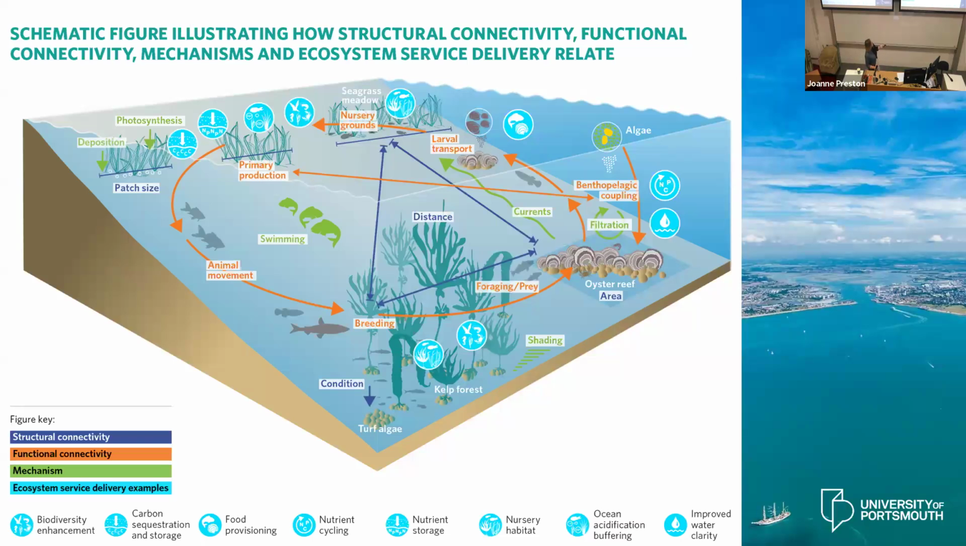And so here we've got distance between different habitats, patch size. You've got the ontogenetic movement of animals in the orange, such as using nursery grounds, breeding, foraging for prey. You've got the mechanisms of swimming and currents. Say here you've got some oysters. They're functionally connected via benthopelagic coupling through their filtration, which increases water quality, and cycling of nitrogen and carbon and phosphates. And then this has an impact on the primary production of seagrasses due to increased water clarity, enabling greater photosynthetic rate. And so these are examples of how these concepts come together.